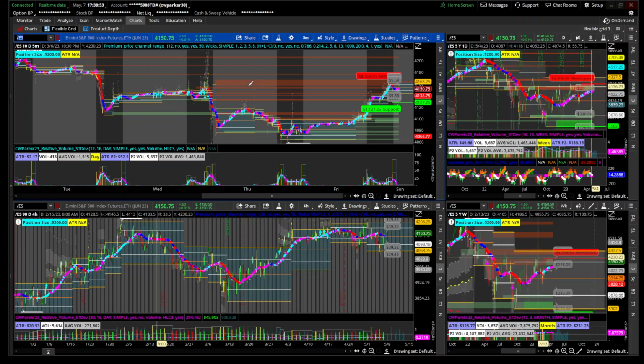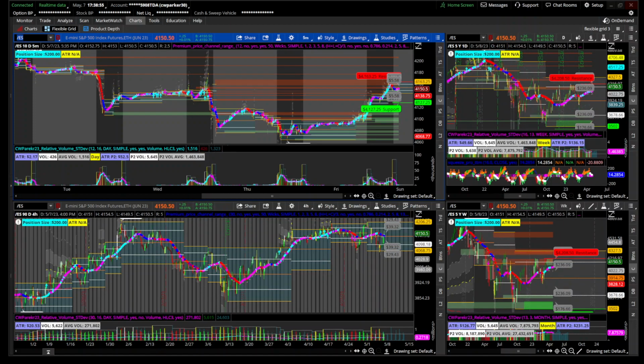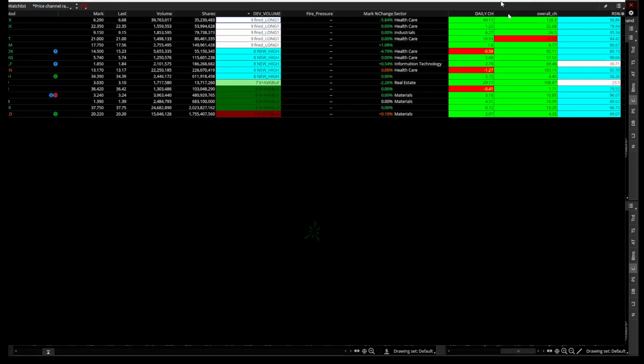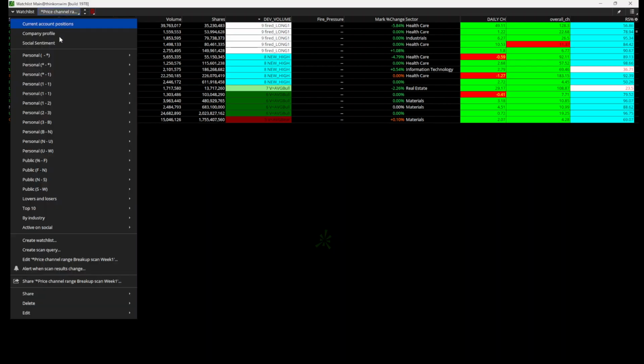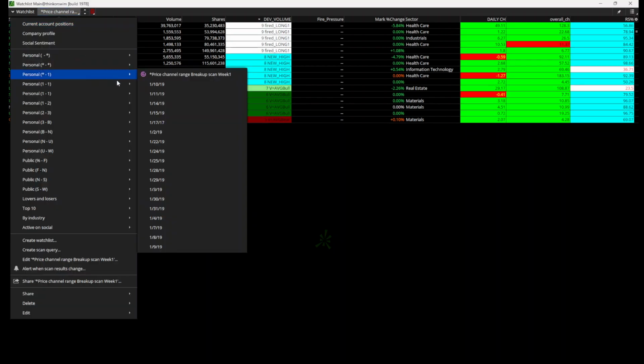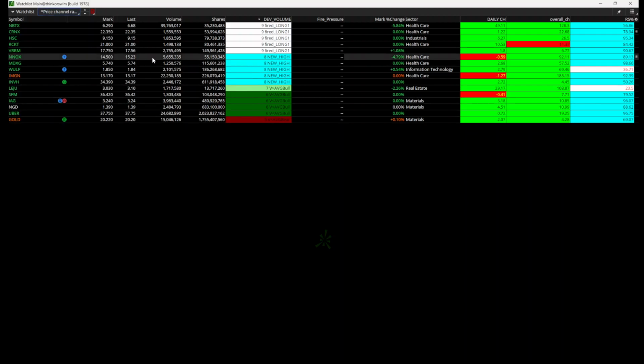For the most part, what I really wanted to show you was the scanning feature, and I wanted to go over some of this. This is on the weekly, so this is the weekly break. What do I call this? There we go. Price channel range breakout scan for a week. So these are stocks that have broken above the weekly channel. I put in a 13-week average for the channel break.